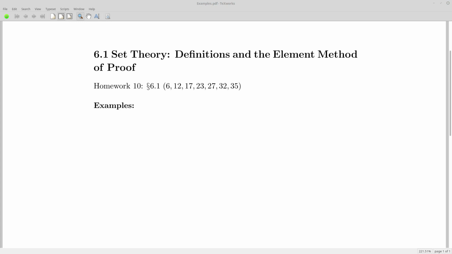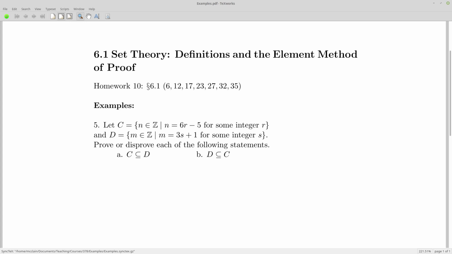So the first problem we're going to look at is number 5. This should help you with number 6 in the homework. We have two sets C and D that are defined before you. C consists of numbers that are 5 less than multiples of 6, and D consists of numbers that are 1 more than multiples of 3. What we need to do is prove or disprove the following statements.